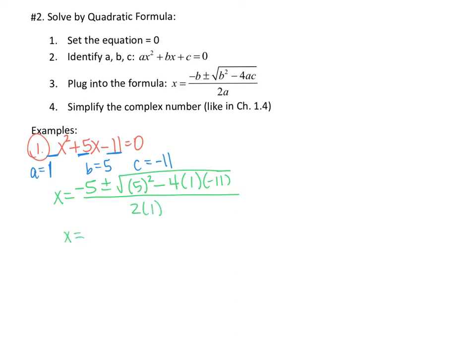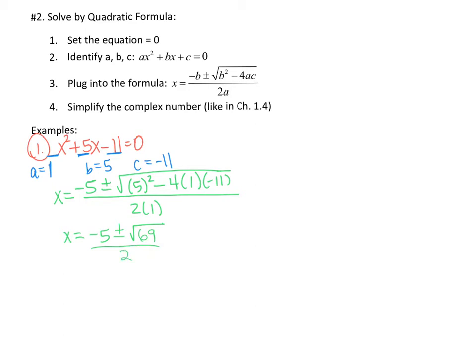Okay, now when we go to simplify, think back to chapter 1.4. We dealt with the square root first, so we're going to do the same thing here. The first thing I'm going to do is simplify underneath that square root. So I've got 5 squared, which is 25. 4 times 1 is 4. 4 times 11 is 44. So I've got 25 plus 44. So I'm going to get 69 all over 2, because 2 times 1 is just 2.